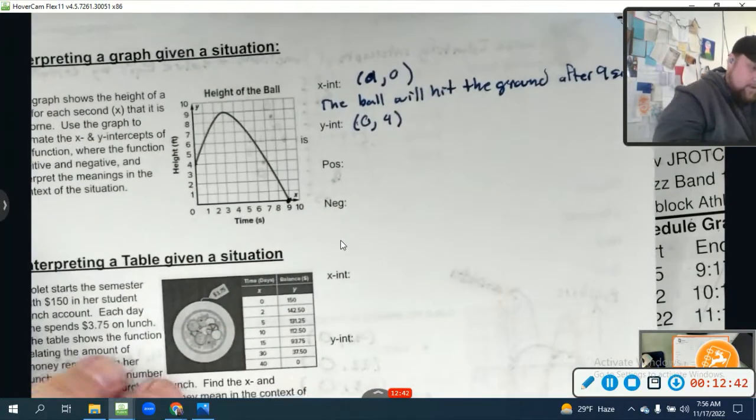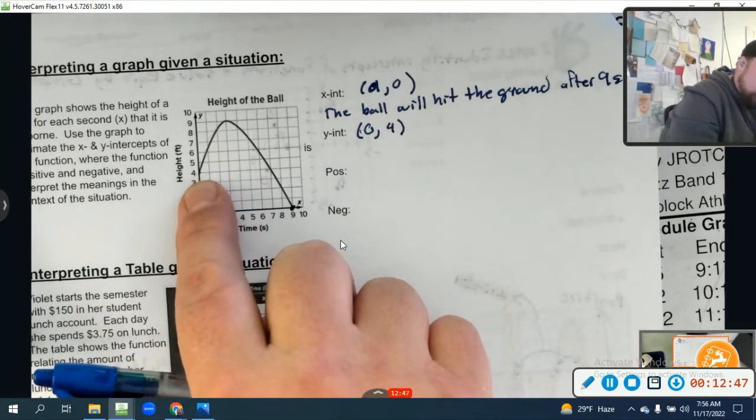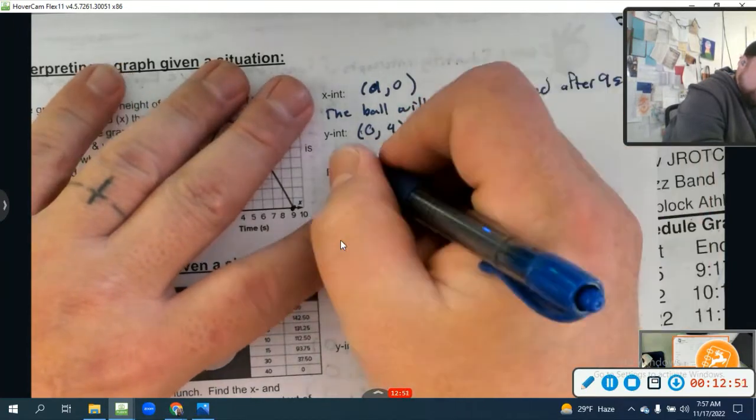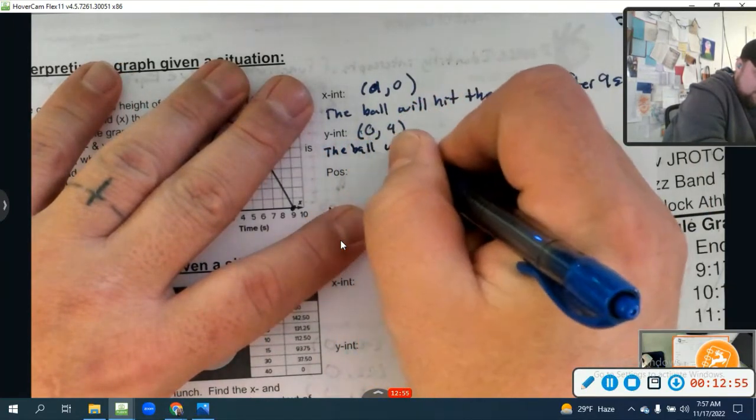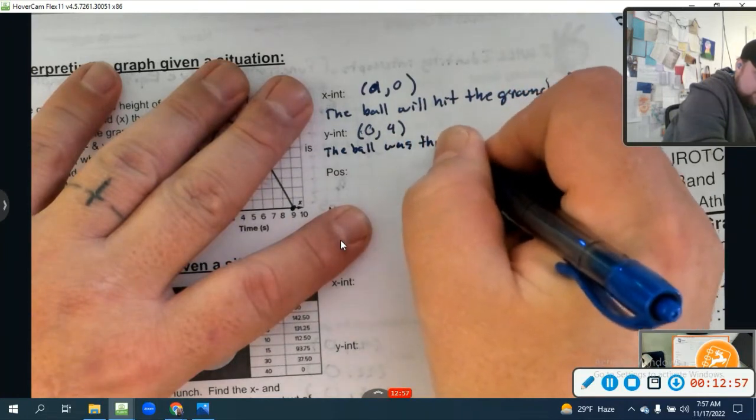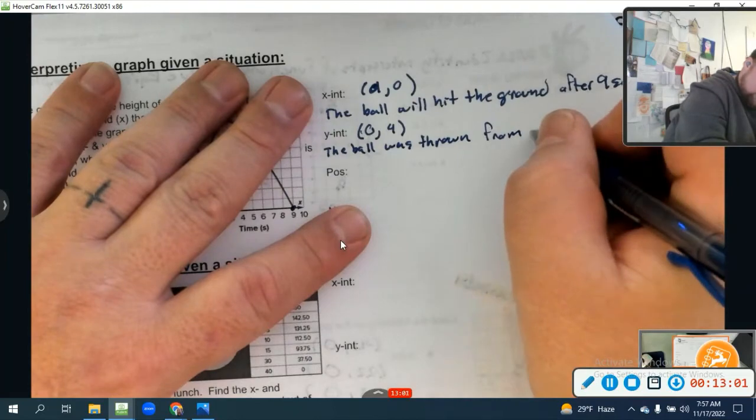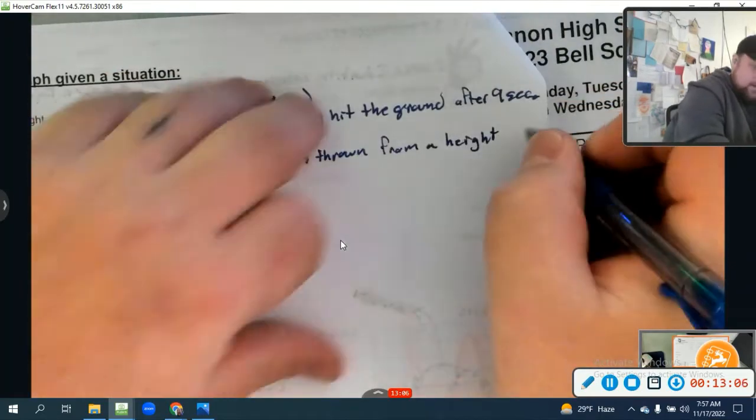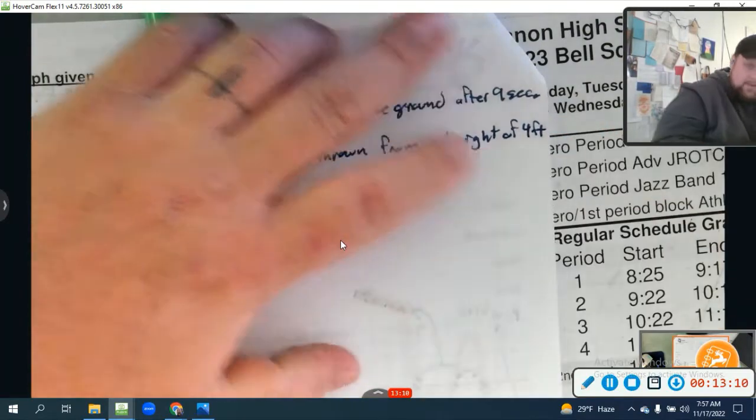Okay? And then what is the y-intercept telling me? Well, that's where it was thrown from. So we can see right here the ball was thrown from a height of 4 feet. The ball was thrown from a height of 4 feet.